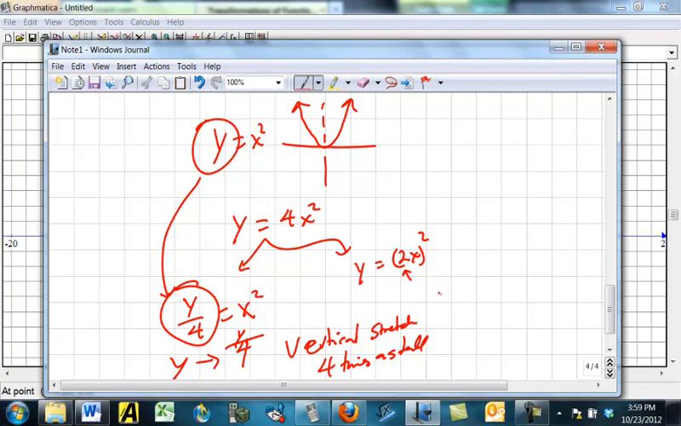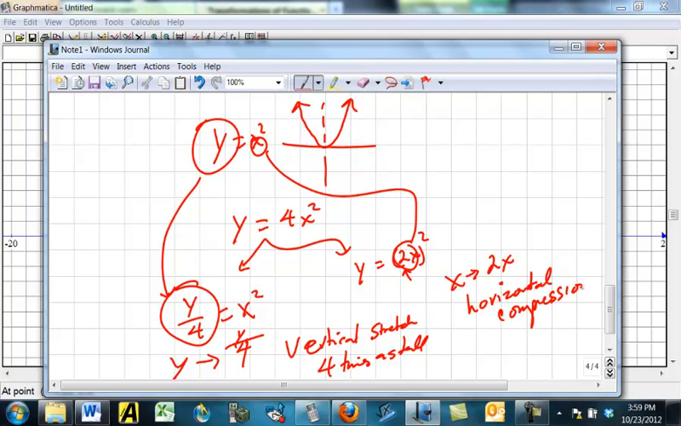And so we can now think of it that way as replacing the x by 2x, and that is going to be a horizontal strain, this time a horizontal compression. We really divide the x's by 2, so it's half as wide.